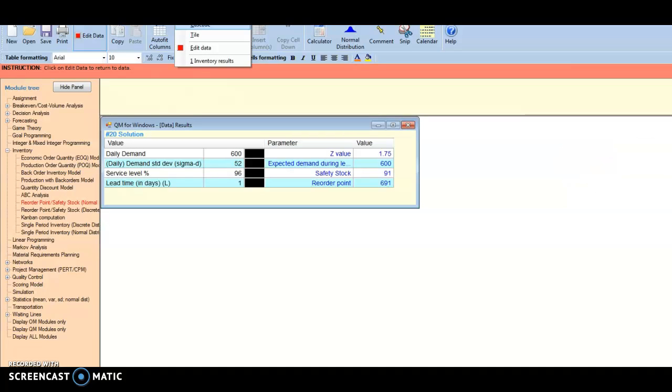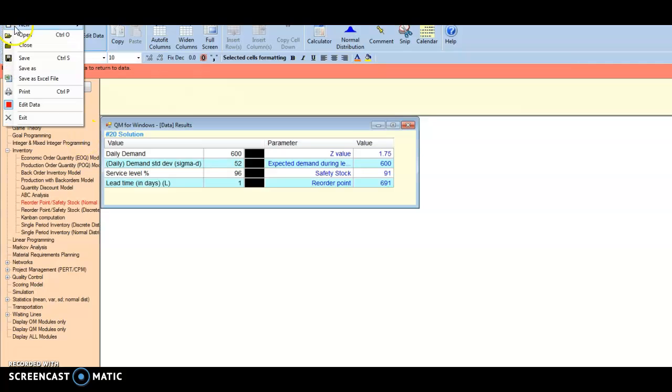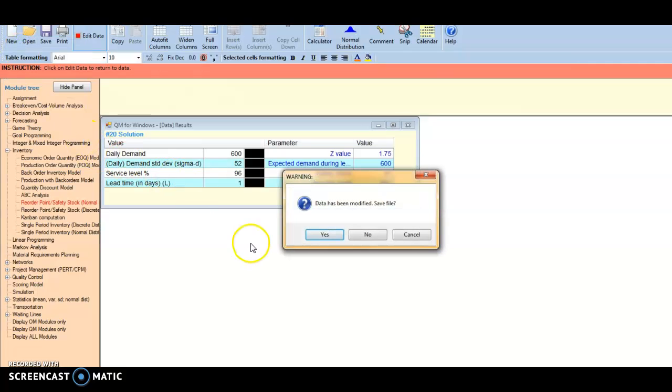Alright, the next problem is number 22. For problem number 22, I can't actually use any of the tools directly for QM for Windows or QM for Excel. So I'm going to jump right to problem number 27. So I'm going to close this file. And I don't want to save it.